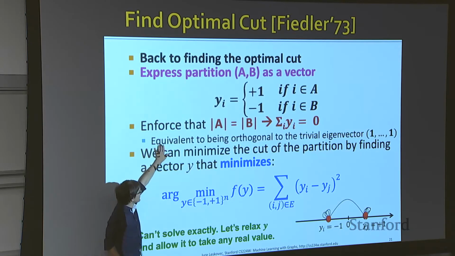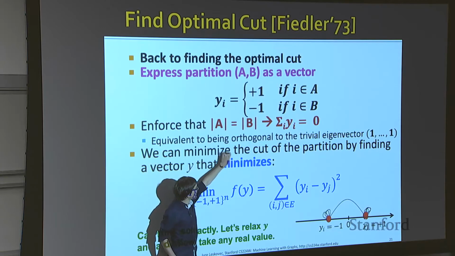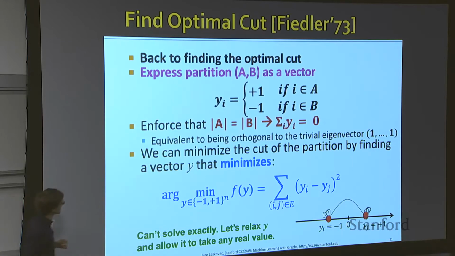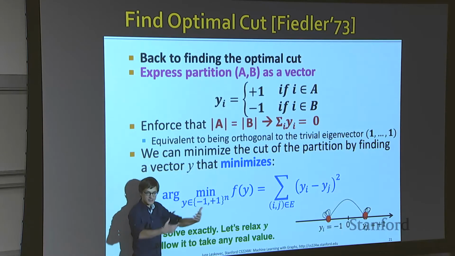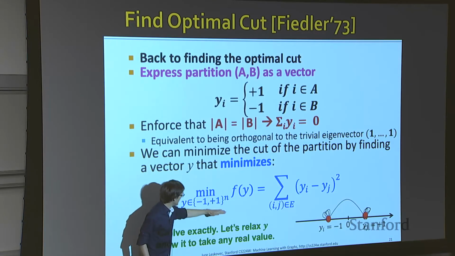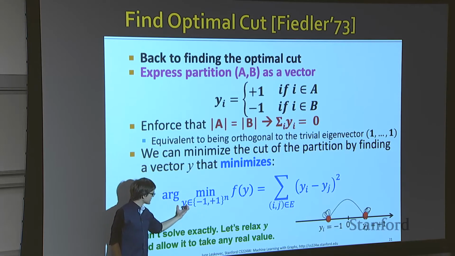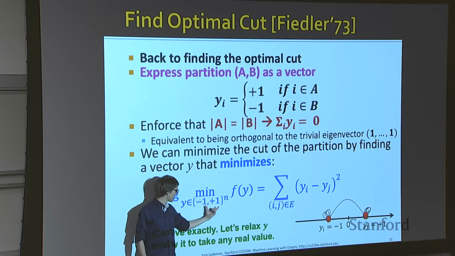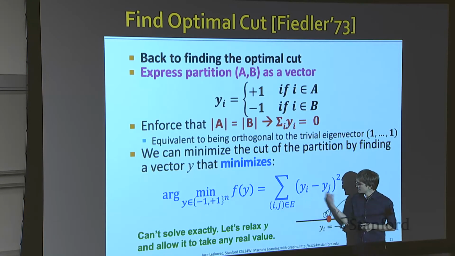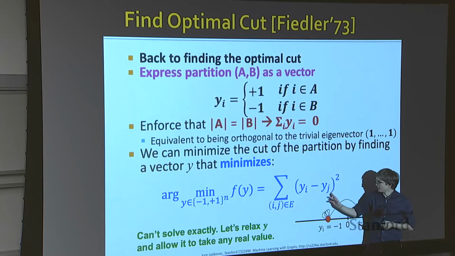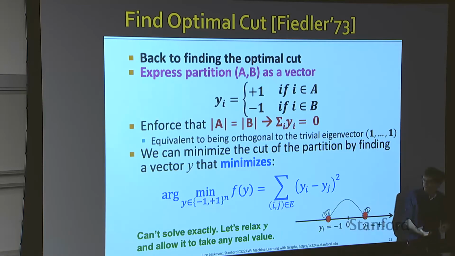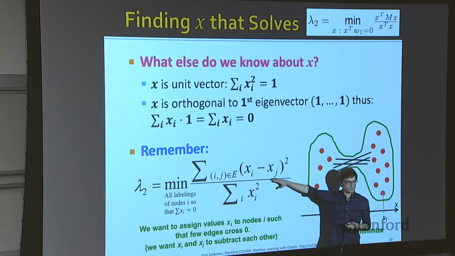Which is equivalent to saying that this vector y is orthogonal to the trivial eigenvector of 1, 1, 1, 1. Then he said we can minimize the cut of the graph partitioning by finding the vector y that minimizes the following expression, right? He's like, let's find the vector y where every coordinate of the vector can only take a +1 or -1, such that when I take these labels and sum over the edges, the sum of the squared differences is as small as possible. Notice that this is exactly the problem we were trying to solve.